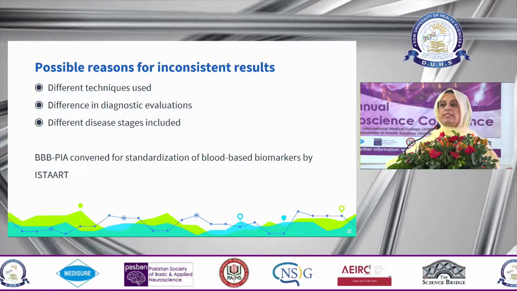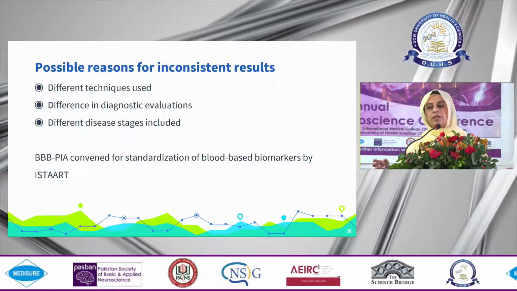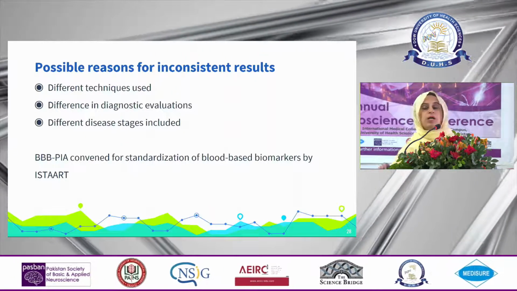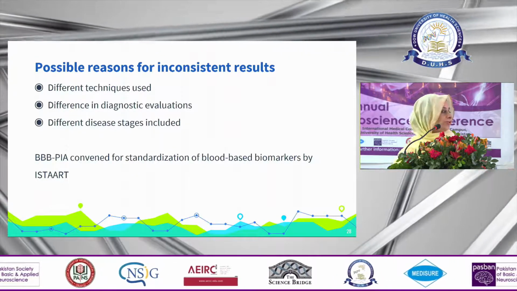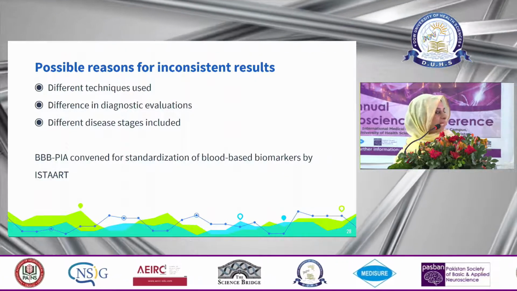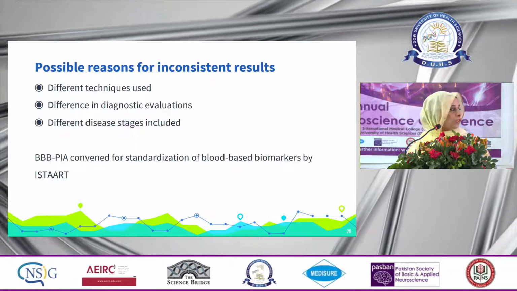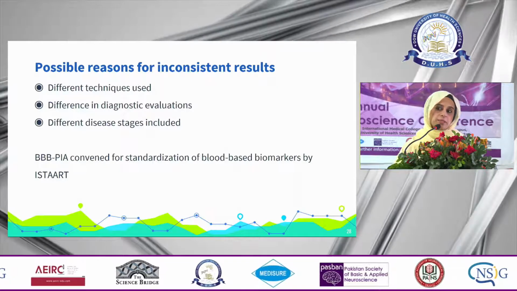Also, different stages of the disease were used in different studies, ranging from subjective cognitive decline to severe cognitive impairment. To cope with these differences, a blood-based biomarker personalized interest area has been convened by the Alzheimer's Association, which is working towards standardizing the use of blood-based biomarkers for Alzheimer's disease.